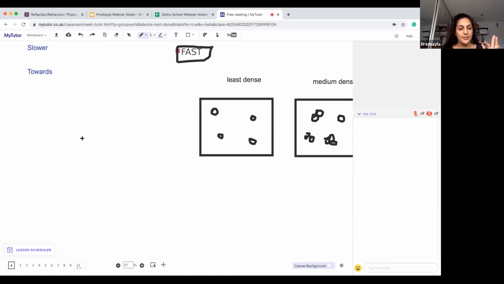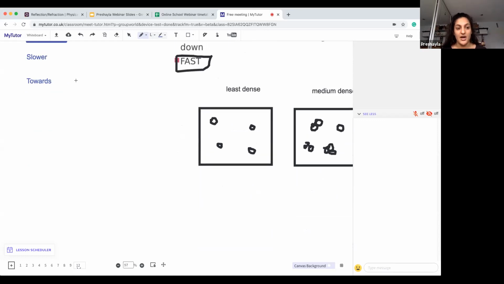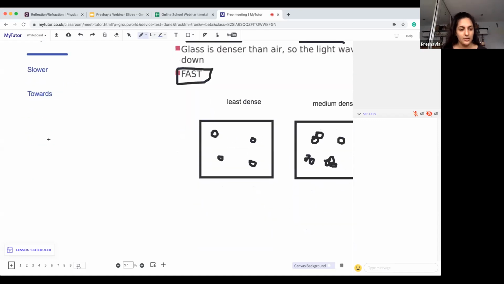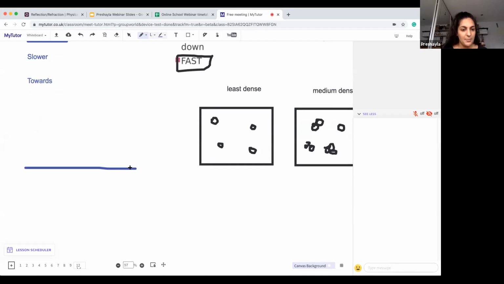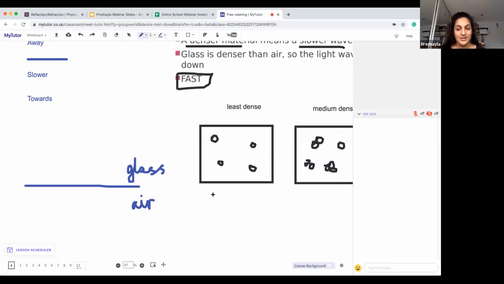Okay, so let's first of all do the first case scenario. Here's my boundary between my two materials, and I'm going to say that the first one is, let's say, glass, and the second one is air. So it gets faster in the second medium, because it's going into a less dense medium.